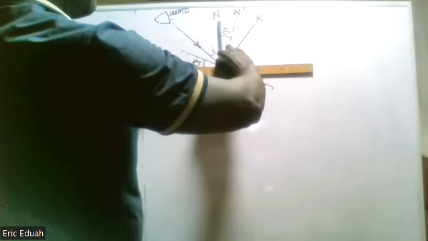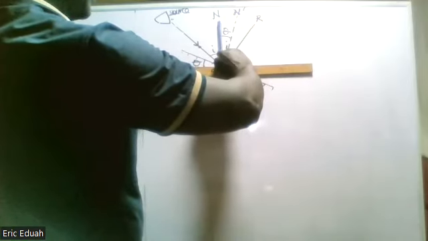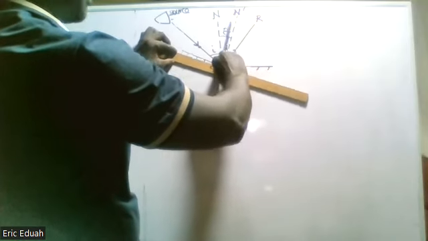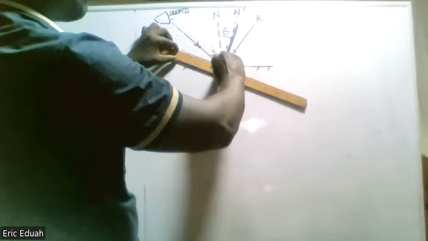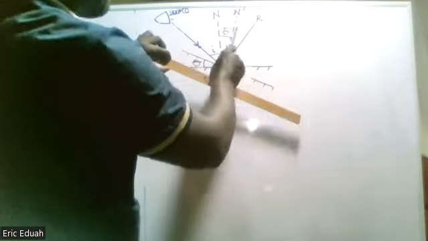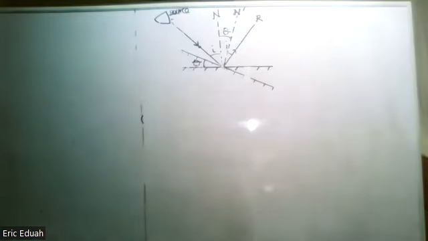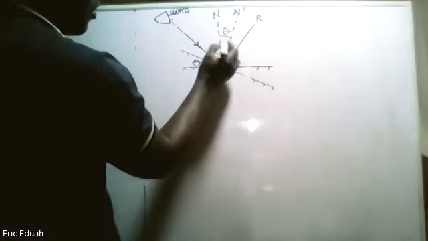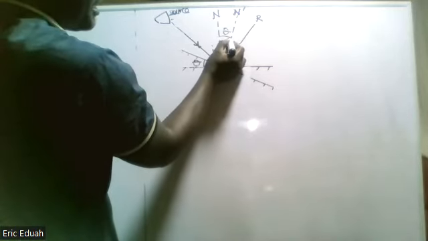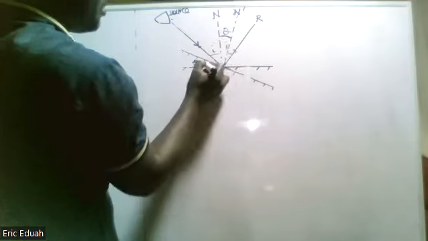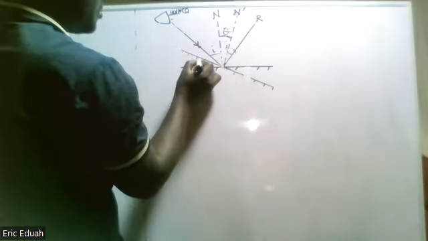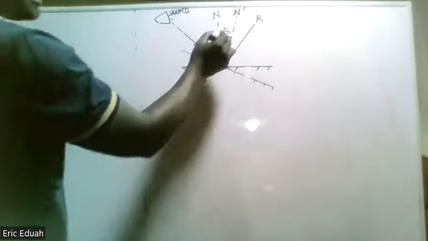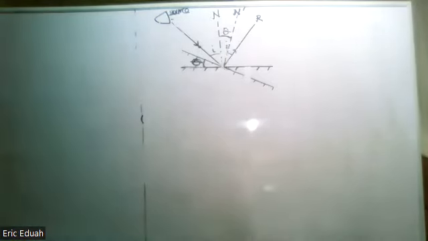So if I'm rotating the mirror through an angle theta, look at how the normal is also moving. When you rotate it by theta, the normal also moves through the same angle. Did you see that? So the angle between the old normal and the new normal is also equal to the angle of rotation of the mirror. If you rotate it by theta, this will also be theta.